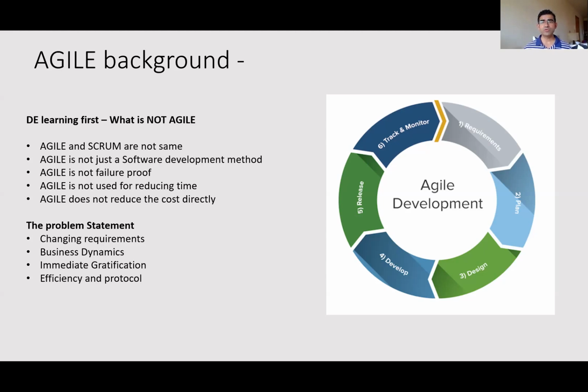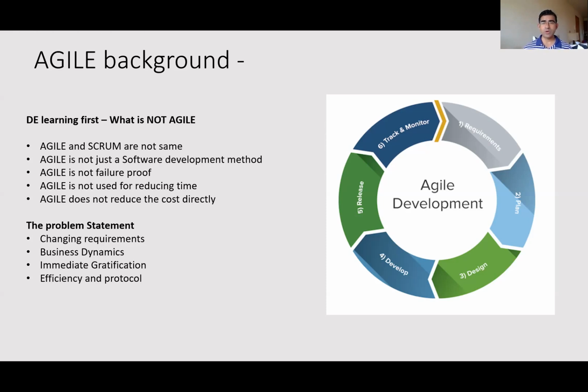Agile is not used for reducing cost, although if we implement Agile, there's a big possibility of a bigger return on investment. So bigger return on investment and Agile, these are quite different things. And again, it does not directly reduce the cost.